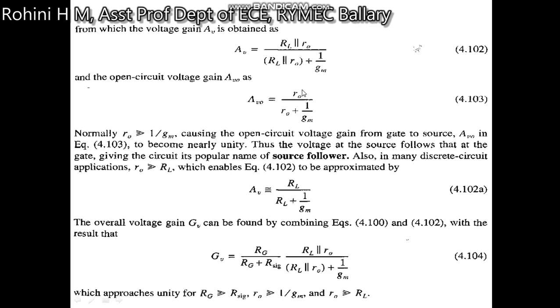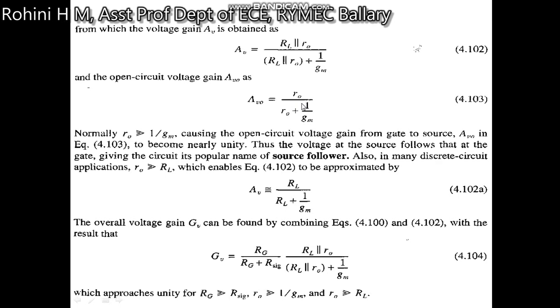Next, the Ro value is chosen such that it is very much larger than 1 over Gm. If it is true, then what happens? The numerator and denominator are almost equal, so they cancel. We will get the open circuit voltage gain almost equal to unity. When voltage gain is unity, then V in is equal to V out.